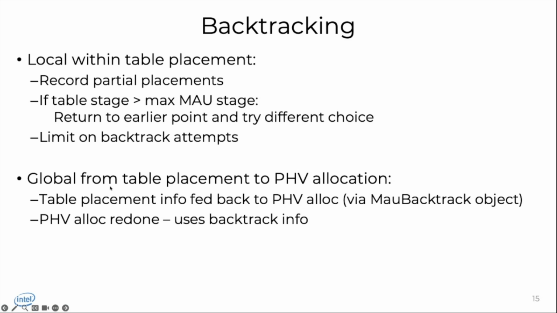And then we also have global backtracking, where we go from table placement back to PHV allocation and try a different PHV allocation. When we do this, we pass information back via this MAU backtrack object that basically says, hey, this is what we did in table allocation. So then PHV allocation can use that information to try to get a better allocation.